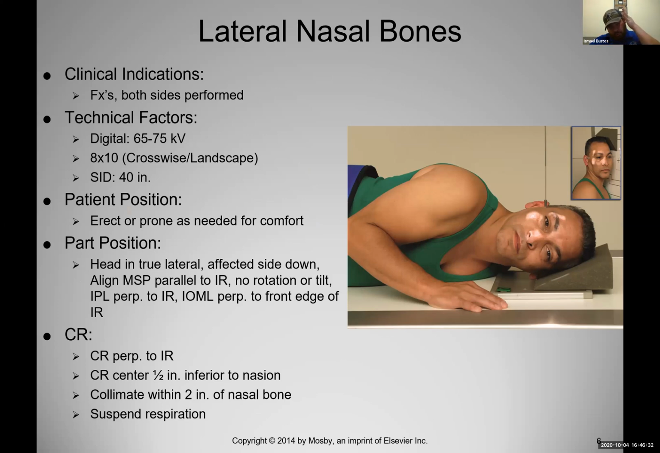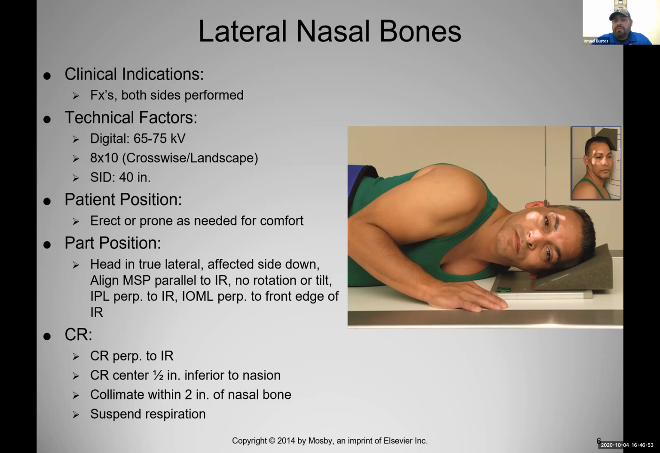KVP, if you notice, is a little lower, 65 to 75. Remember, the nasal bone is a small bone, very delicate, without a lot to go through, so the KVP is a little lower. 40-inch SID, erect or prone position as needed for patient comfort. If they're more comfortable standing up or lying down, your choice. There's not one that's preferred over the other. Get the head in a true lateral position.